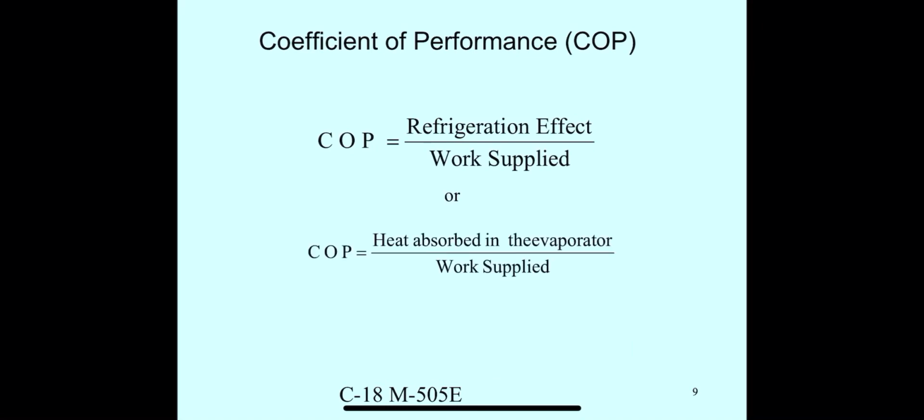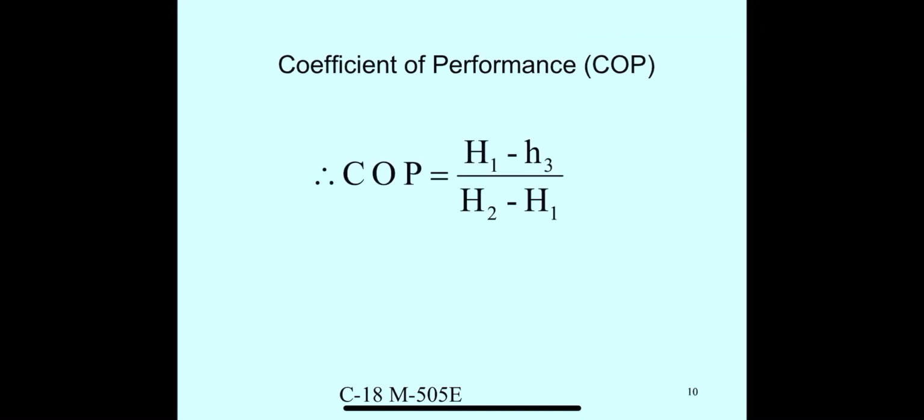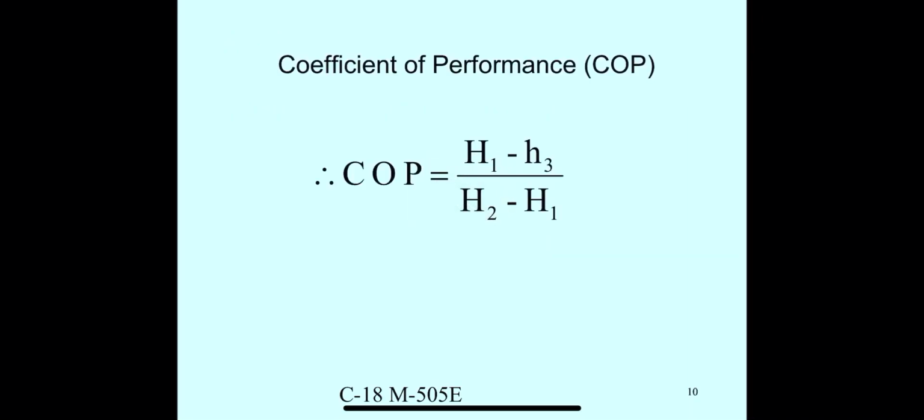So the COP is H1 minus H3 by H2 minus H1. Here capital H3, or H4, is nothing but small h3. We can consider this as H3 or H4, so H4 is nothing but small h3. This is the COP of the vapor compression refrigeration system: COP equals H1 minus H3 by H2 minus H1.